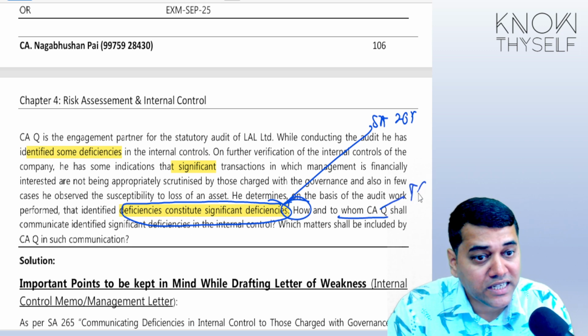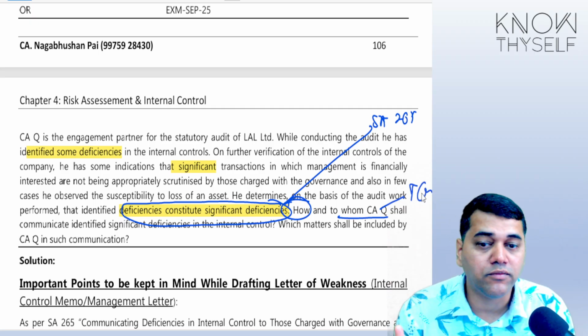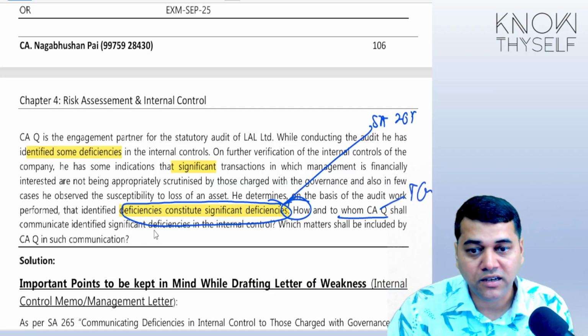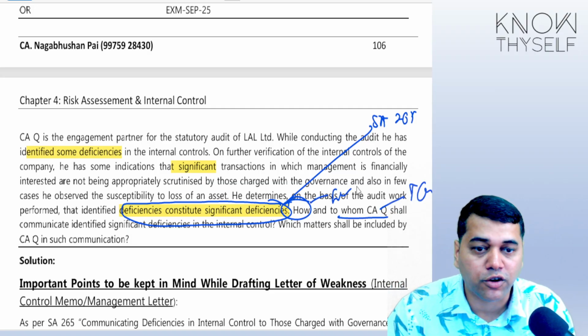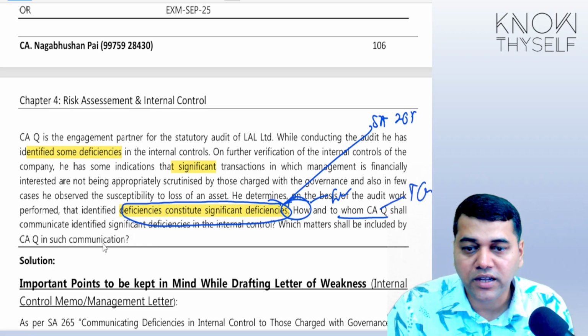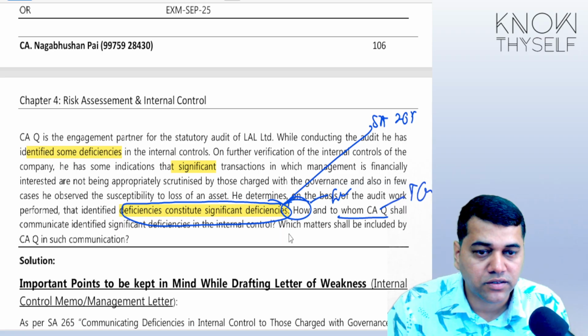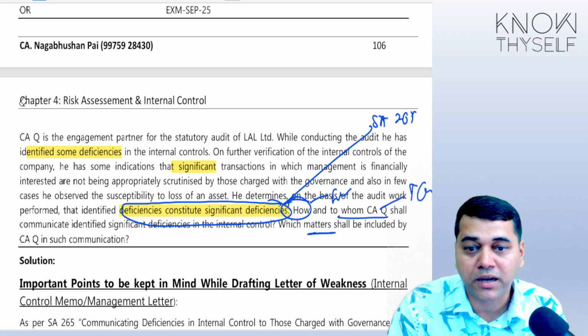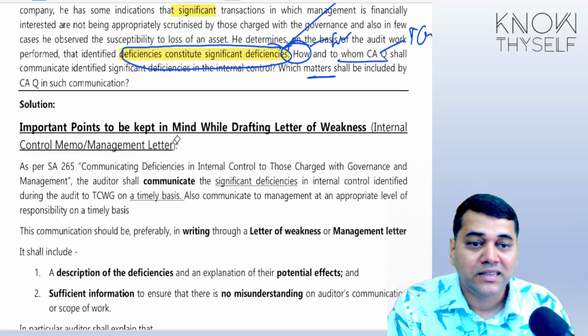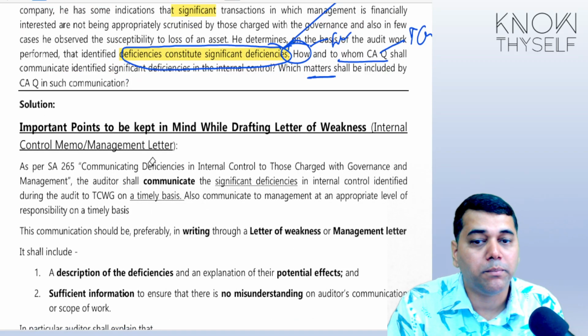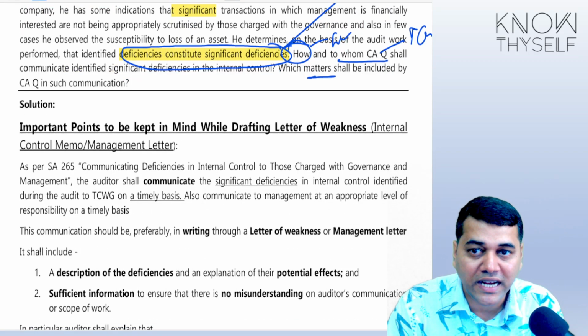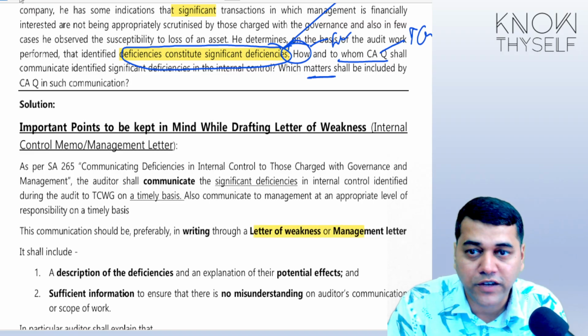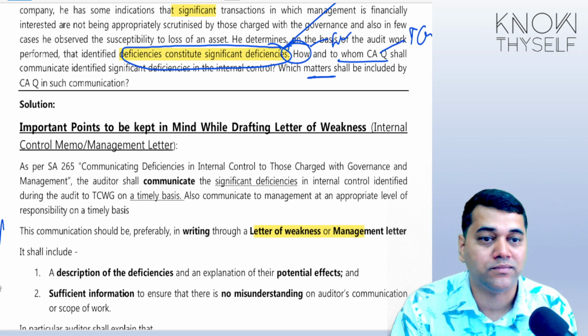To tell that TCWG, you should get 1 mark. How? The letter of weakness you should tell. How you should do the letter of weakness? CA shall communicate the significant deficiencies. Which matter should be included? You see in the examination hall how they distributed the marks. To tell that internal control memo or management letter, that you should write one management letter, you will fetch 1 mark. See the examination question.